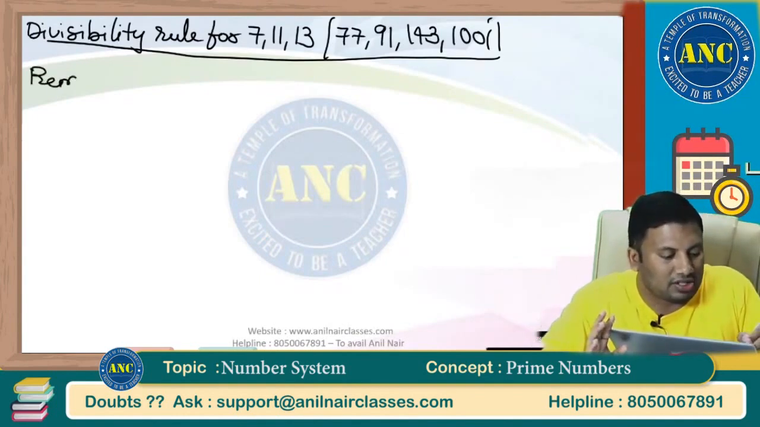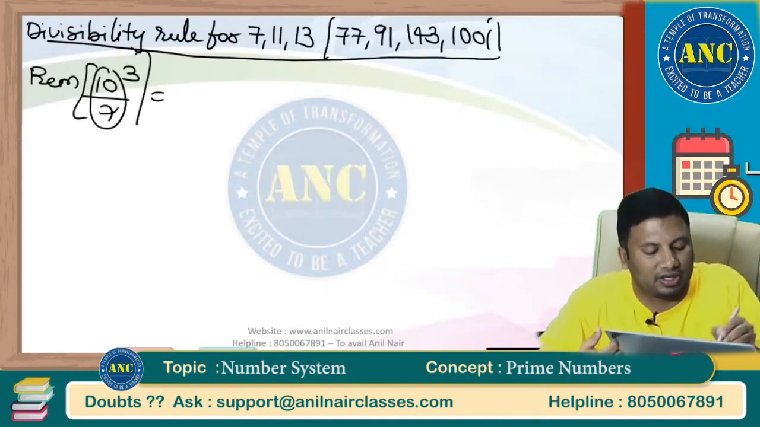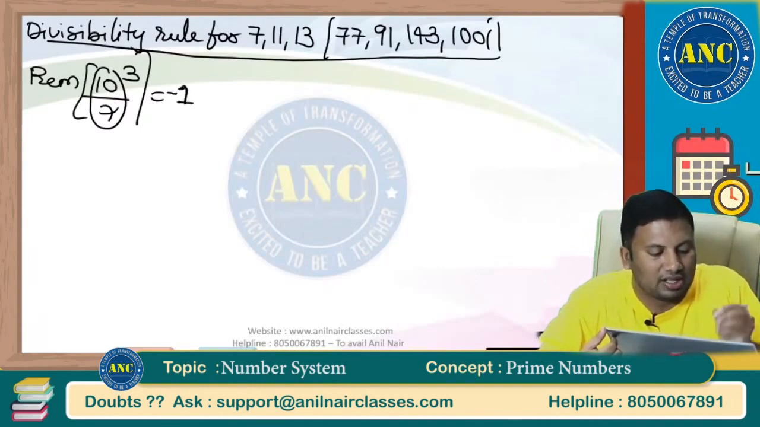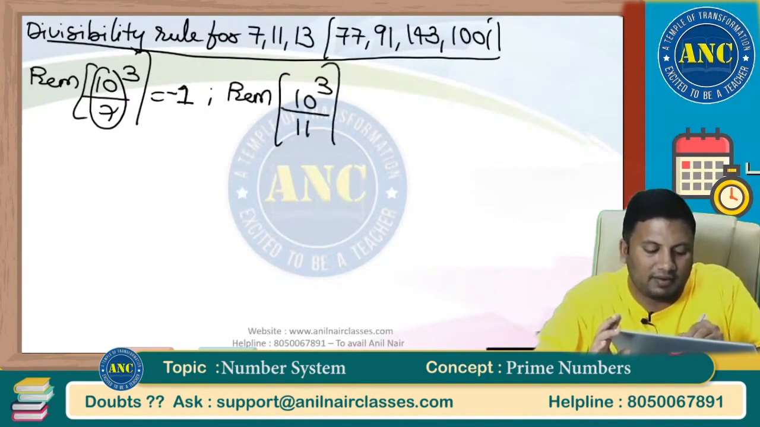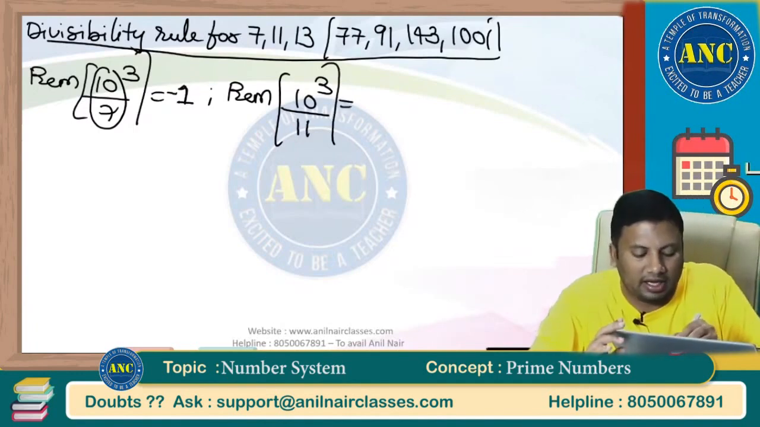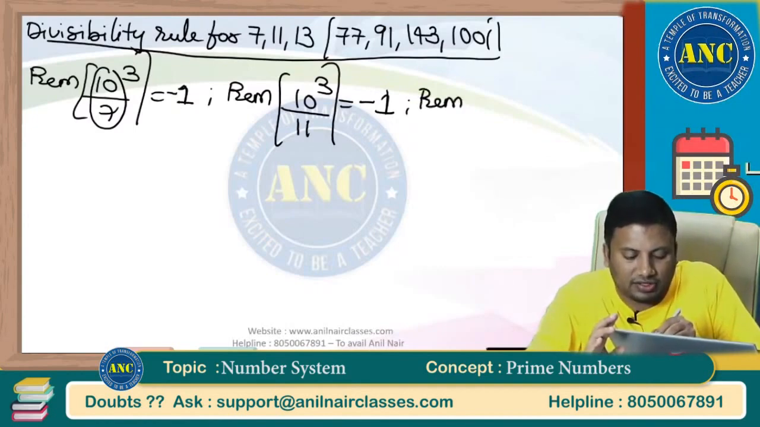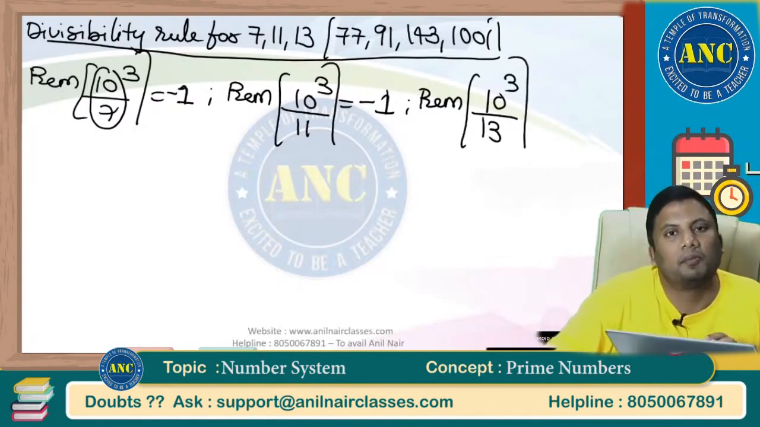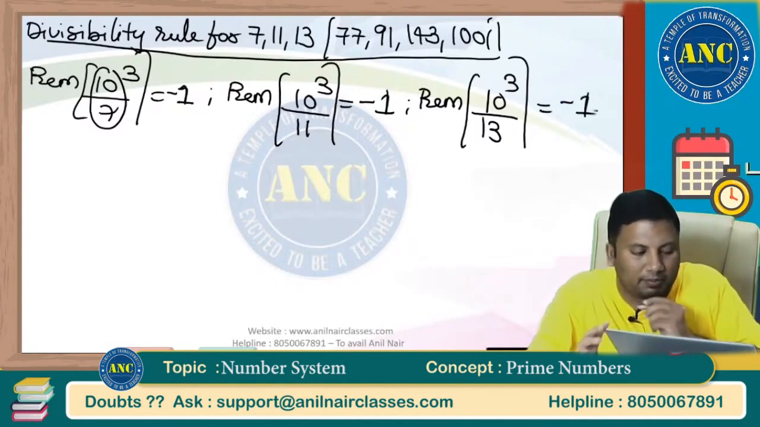Now see here. These are all derived from Fermat's theorem. 10 cube divided by 7: 7 ones are 7, positive remainder 3. 3 cube is 27; 7 fours are 28, so minus 1. Next, remainder when 10 cube is divided by 11: 11 ones are 11, negative remainder minus 1. Minus 1 cube is minus 1. Similarly, 10 cube divided by 13: 13 ones are 13, remainder minus 3. Minus 3 cube is minus 27, which is nothing but minus 1.